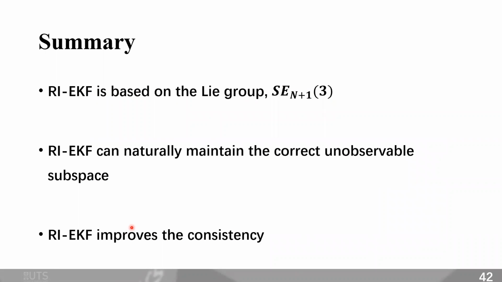In summary, RI-EKF is based on a special Lie group, SE_n(3), or some variants of this Lie group. And RI-EKF can naturally maintain the correct unobservable subspace and does not contain spurious information in unobservable directions. And finally, RI-EKF improves the consistency. That's all for my presentation. Thank you.